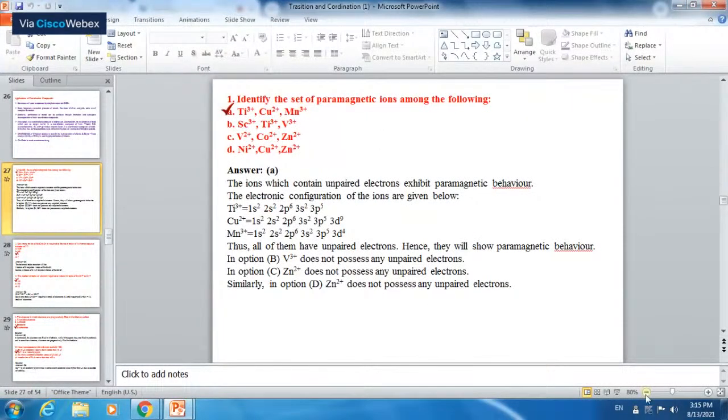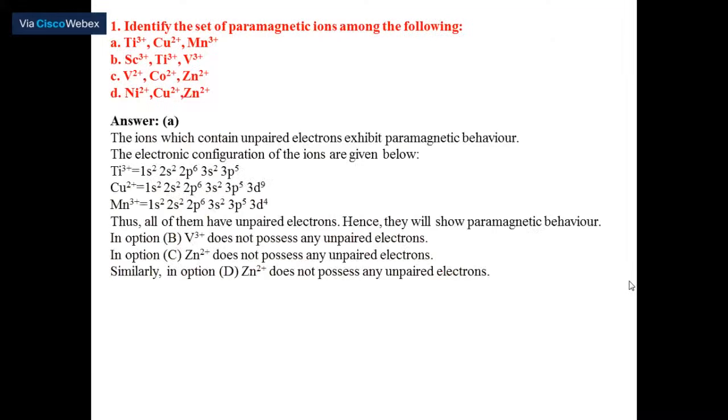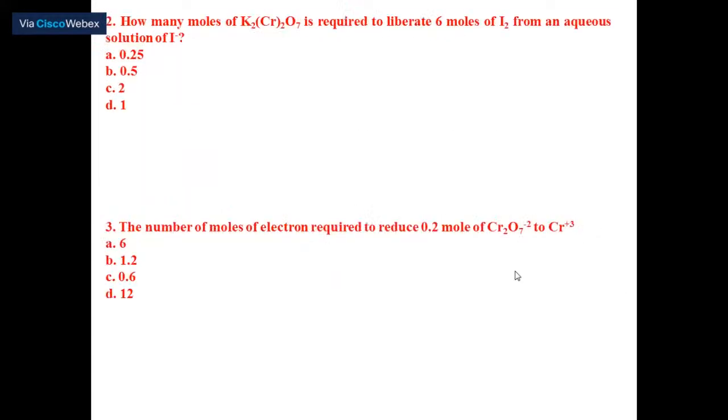Now we'll go to the second question. Answer is A for the first question. Then we'll go to the second question. Here, how many moles of dichromate is required to liberate 6 moles of iodine from an aqueous solution of iodide?